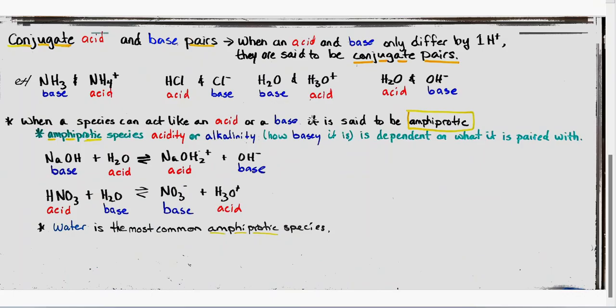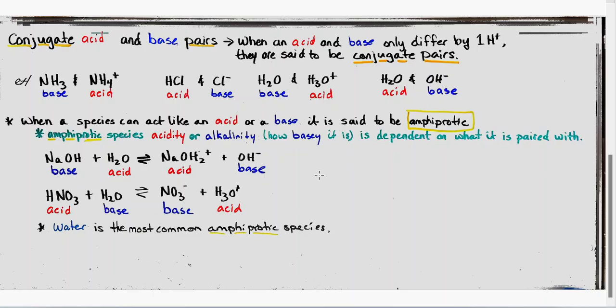Now, each pair of acids and bases will only differ by one hydrogen, and when they're like that, they're said to be conjugate pairs. So, for example, ammonia and ammonium, they only differ by one. The one with the lesser amount of hydrogens, that's going to be your base. And the one with more hydrogens is going to be your acid. Hydrochloric acid, chlorine ion, acid versus base. Water in this case is going to be the base because it's going to accept the proton from the acid. Here water is going to be the acid because hydroxide would accept that proton.